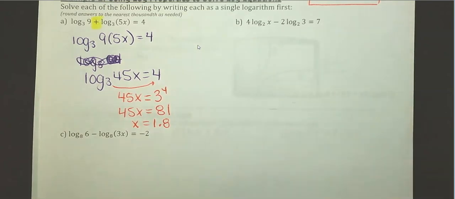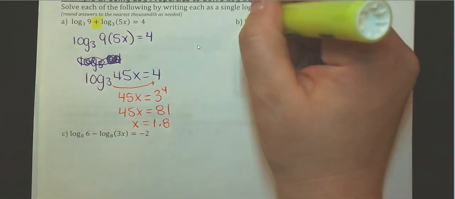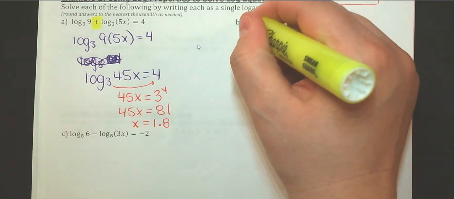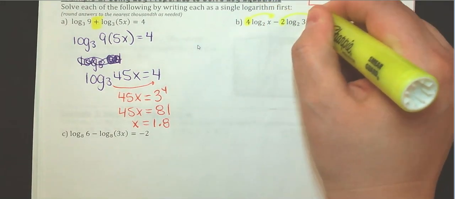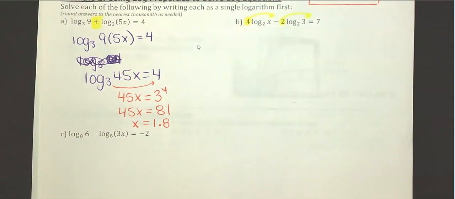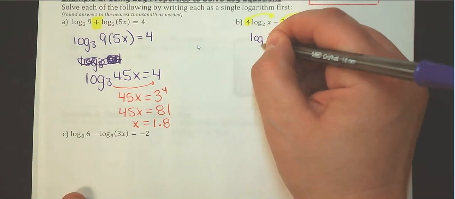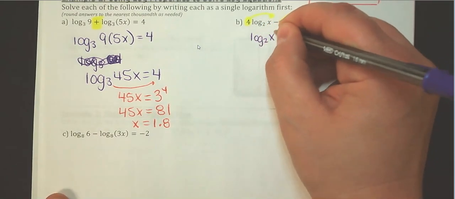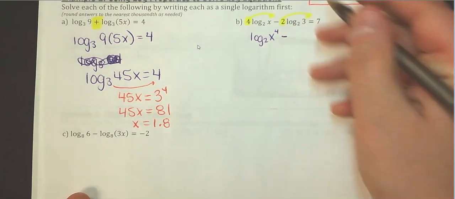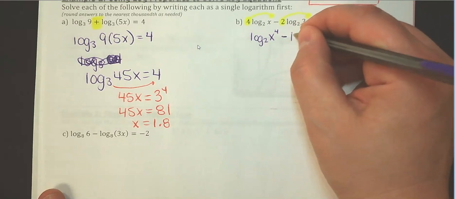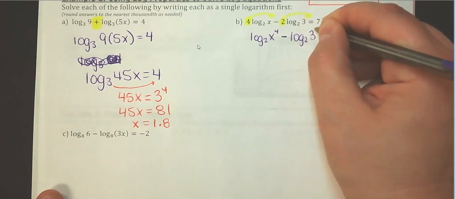Now, the question right next to this, I'm going to attempt to do the same thing. I have here a number out in front of both of these terms, and that I can use the power rule with. That can become an exponent on whatever's following. So let me just apply that real quick. This would be log base 2 of x to the 4th. Okay, don't use a negative exponent. Go ahead and keep this as subtraction. This would be the log base 2 of 3 squared.